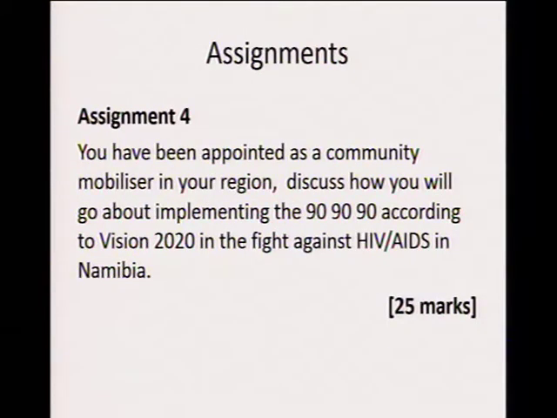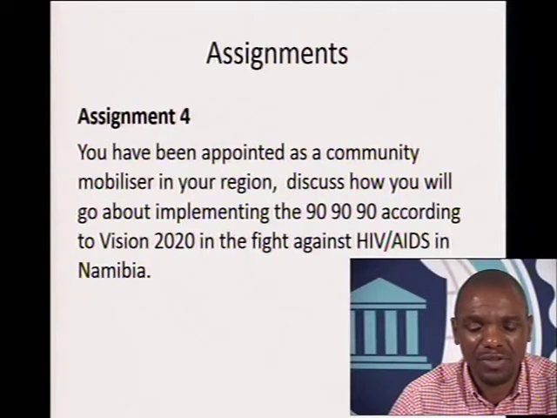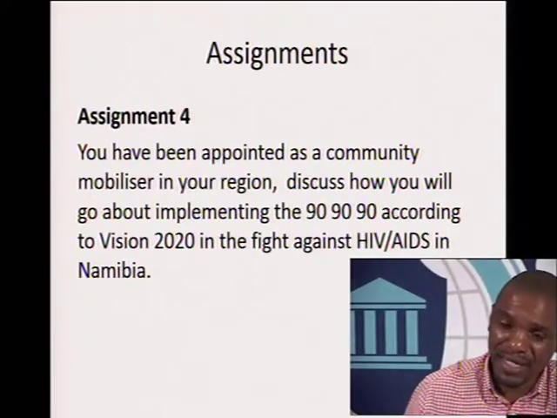The last assignment: you have been appointed as a community mobilizer in your region. Discuss how you would go about implementing the 90-90-90 concept according to Vision 2020 in the fight against HIV/AIDS in Namibia. We are aware that there is a concept called Vision 2020, an ambitious plan aimed at scaling down the effect of HIV and AIDS. It means that 90% of the population must be tested, 90% of those tested must be put on medication, and 90% of those on medication must achieve 90% adherence to medication.